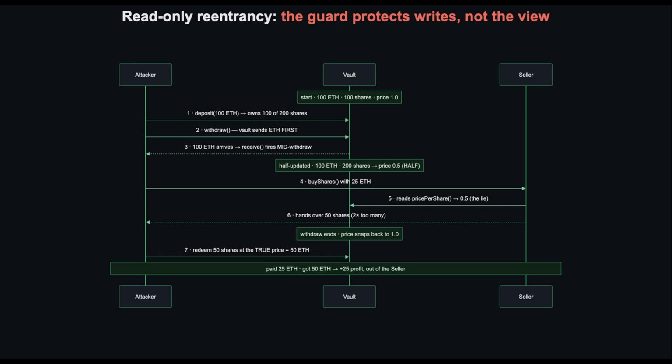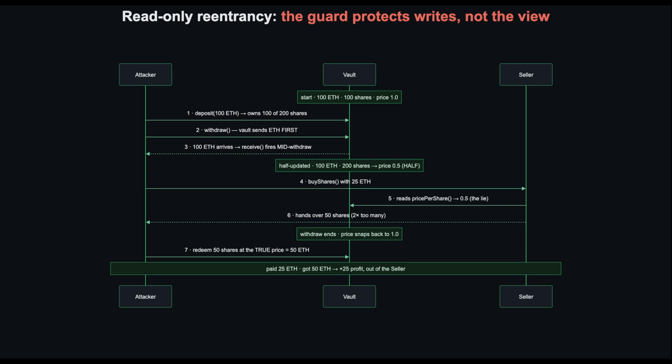Here is the trick on one screen, and the numbers make it click. Our vault holds 100 ETH for 100 shares, so a share is worth 1 ETH. The attacker deposits 100 ETH of their own and now owns 100 of 200 shares. Then they withdraw. Watch the order. The vault values their shares at 100 ETH and sends that ETH out first, before it lowers the share count. So for one instant, mid-withdraw, the vault holds only 100 ETH, but its books still say 200 shares exist. Ask its price right now, and it answers half an ETH per share, half price.